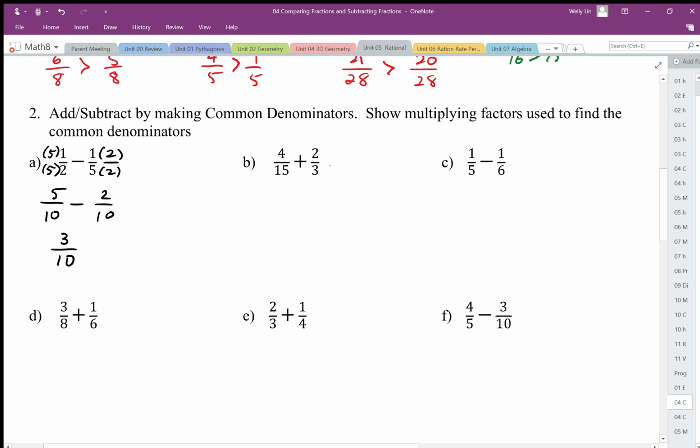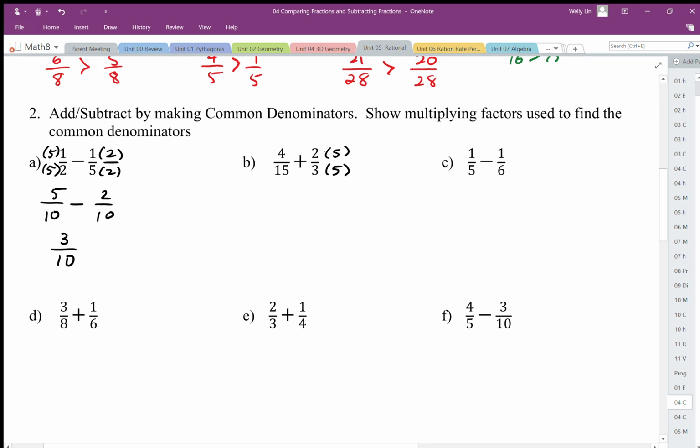Here the common denominator is going to be 15. The lowest common multiple of the denominators is 15. So we only need to multiply the right-hand fraction by 5 in the denominator and the numerator. Make sure you show the multiplying factors. You need to show both in the top and bottom. You can't use one for both because that doesn't work.